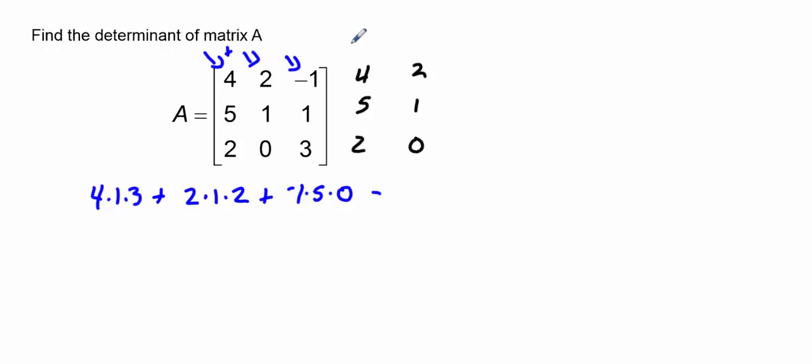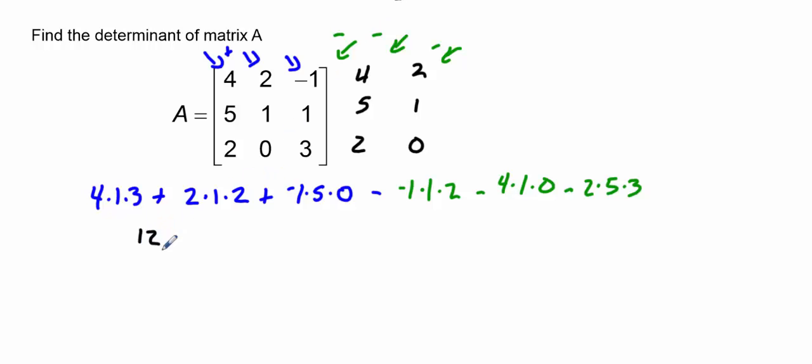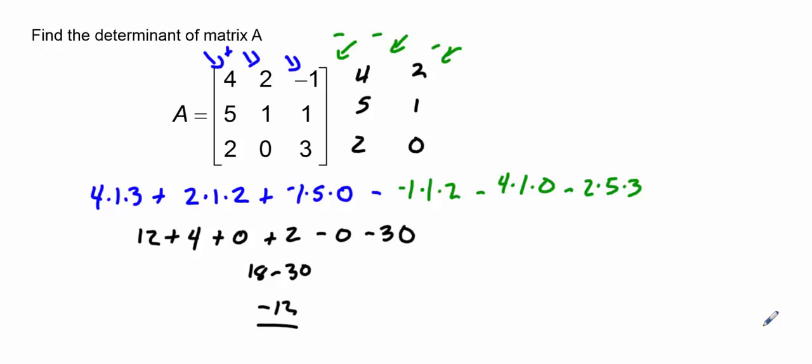And then I'm going to subtract the diagonals going to the left. So this is negative 1 times 1 times 2. Again, I'm subtracting these. This is minus 4 times 1 times 0. And then last is minus 2 times 5 times 3. Clean this all up. We end up with 12 plus 4 plus 0. This is going to be a plus 2 because I have minus a minus. Minus 0 and minus 30. Further cleaning gets me an 18 minus a 30, which is negative 12. And that's all there really is to finding determinants of 2x2s and 3x3s.